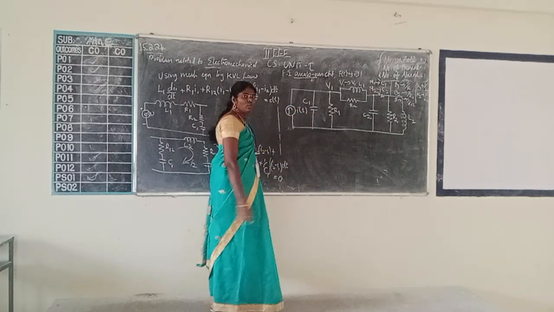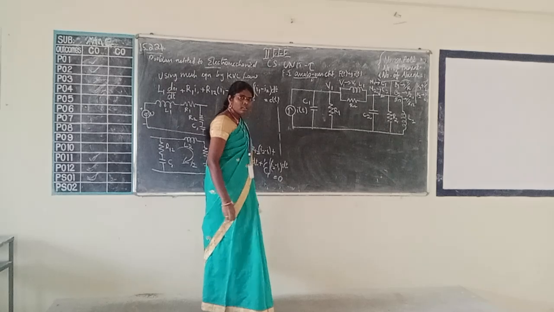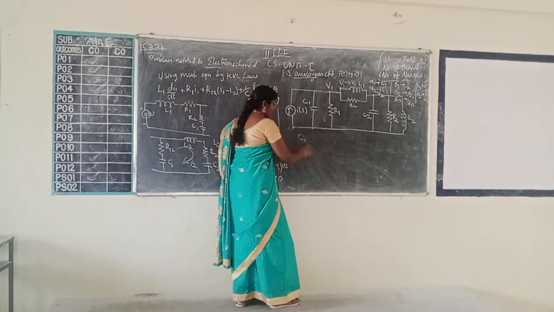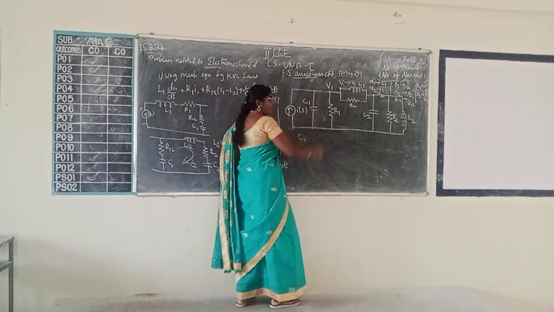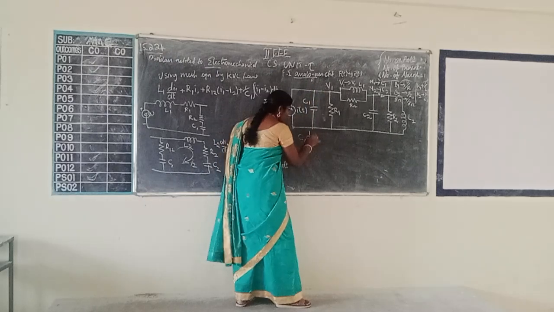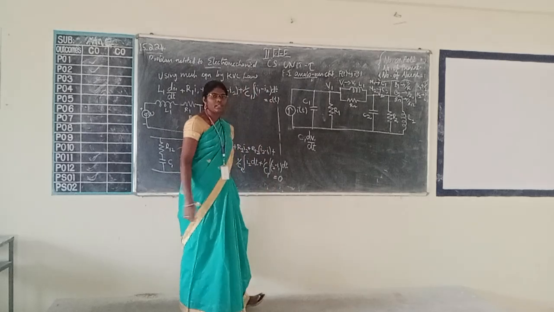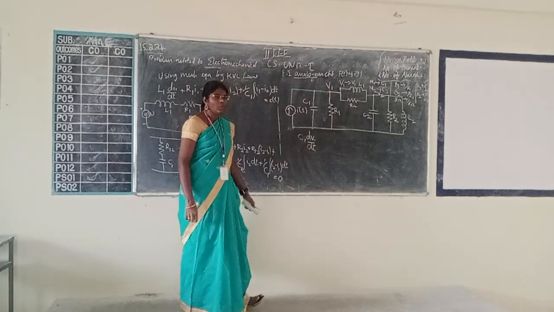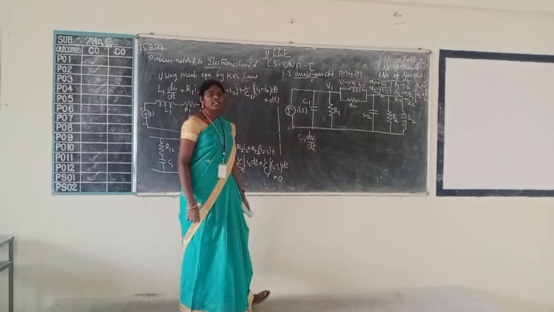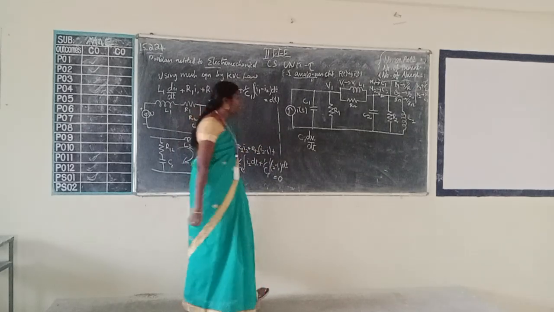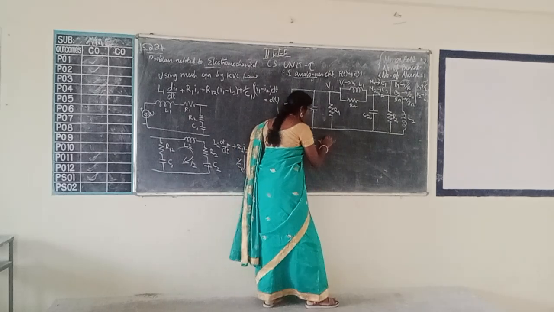So the current through the capacitance, how will we get it? C1 into the voltage, that is C1 into dV1 by dt. No, that is the voltage across the capacitance, not the current through it. So how will we write it? C1 dV1 by dt. And now for the resistance, how will we write it?